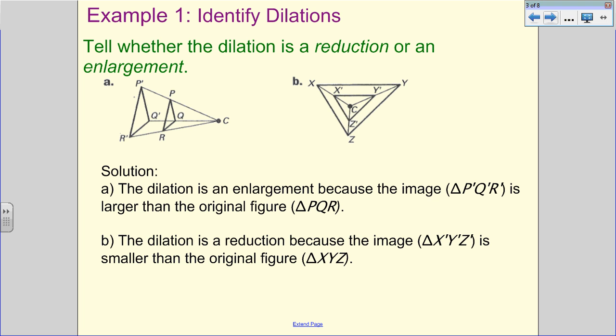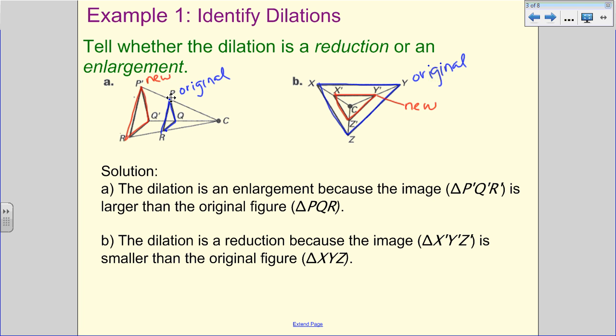Tell whether the dilation is a reduction or an enlargement. What you need to remember is that PQR is our original, the prime is our new. So P prime is our new, P is our original. Here, XYZ is our original. X prime, Y prime, Z prime is the new.